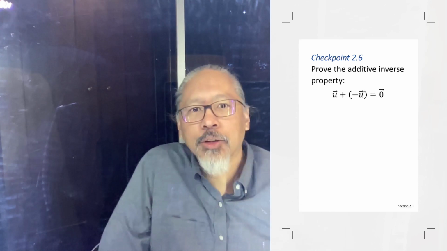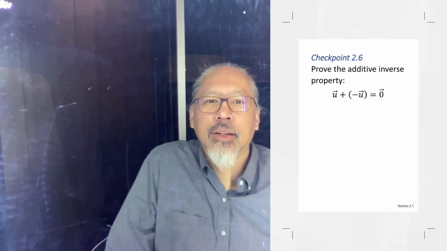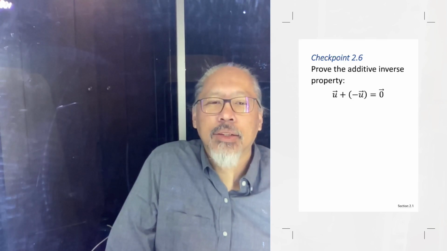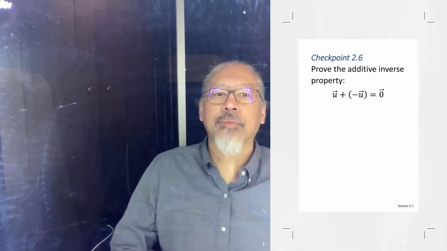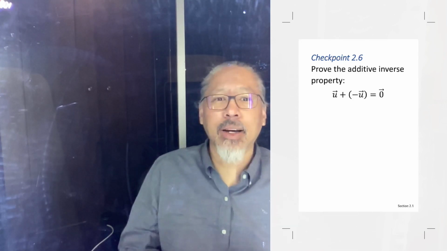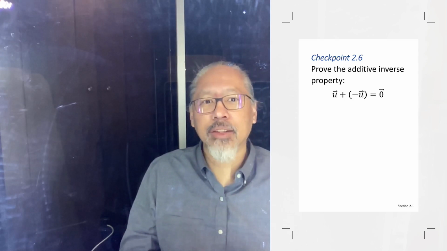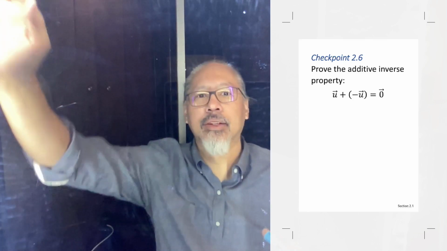This is checkpoint 2.6. They want us to prove the additive inverse identity, and that's the vector u plus the vector negative u is equal to 0. And 0 is technically a vector, so there's an arrow on top of that. And if in the textbook they use the boldface, then that should also be boldface.